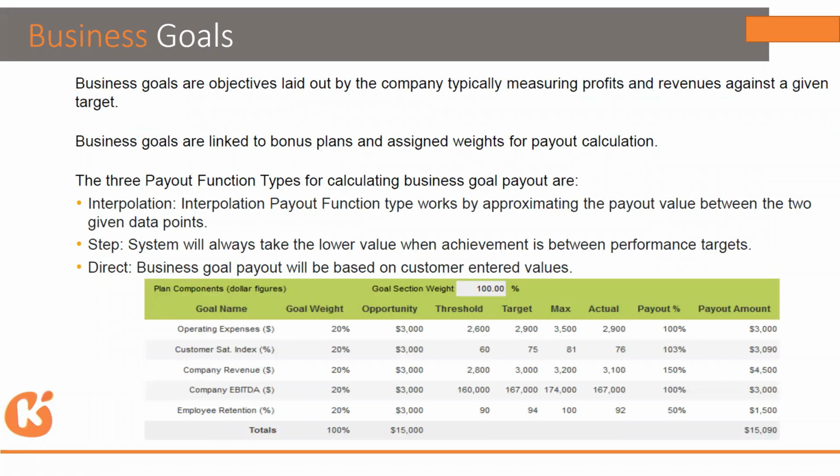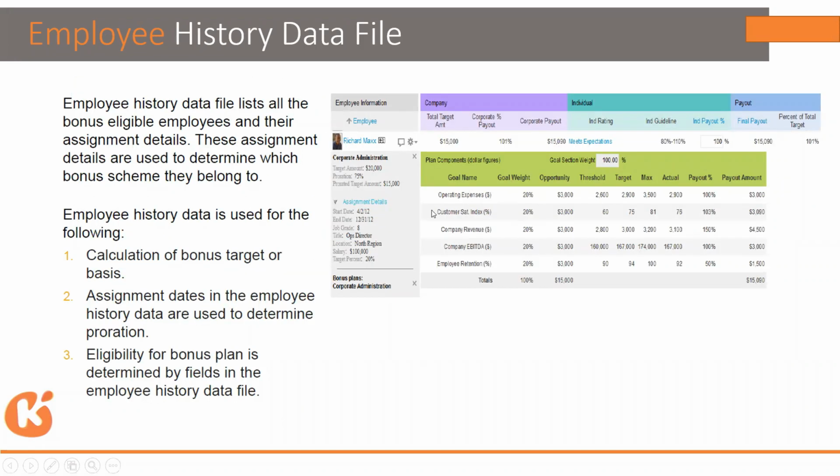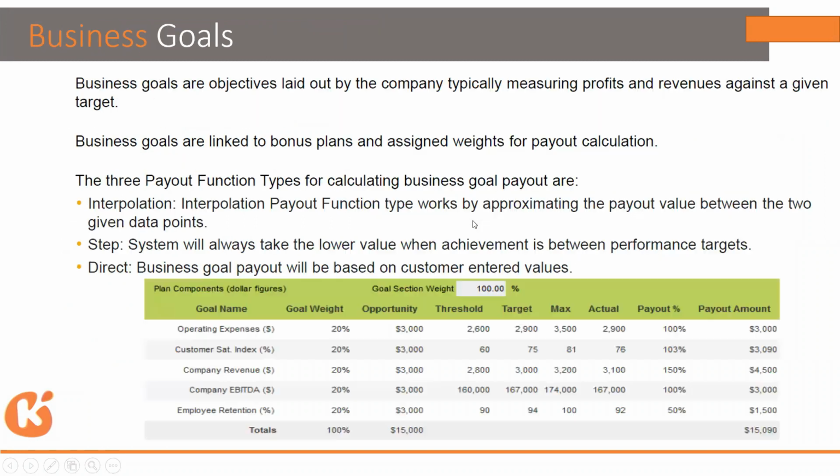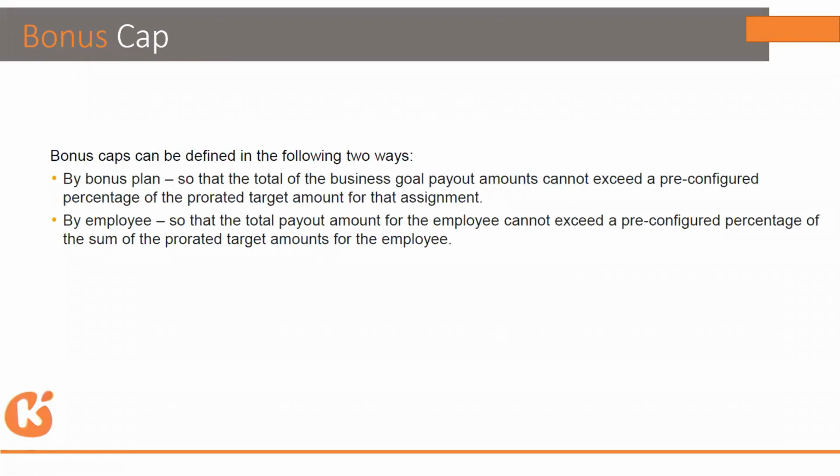Then you will see business goal. Business goal, I have already shown you what a business goal is, right? So here you can see operating expenses, customer satisfaction index, company revenue, company employee retention. It's like whatever it is. So like this, you can calculate all these details with a company goal. Then bonus cap, like how much is the maximum you want to put for an employee. So that's a bonus cap, you will do that.